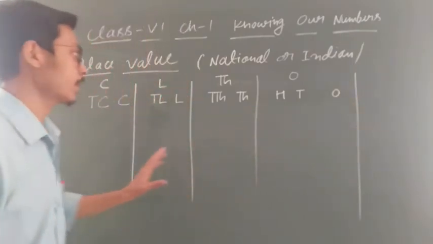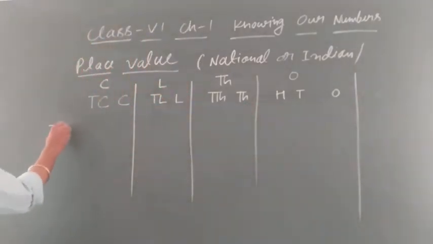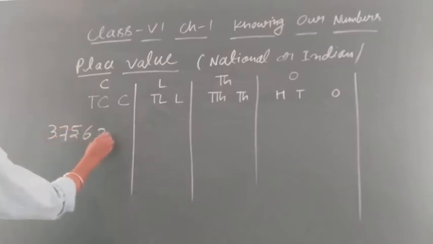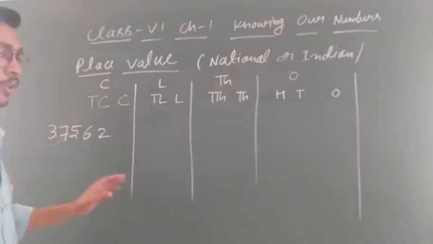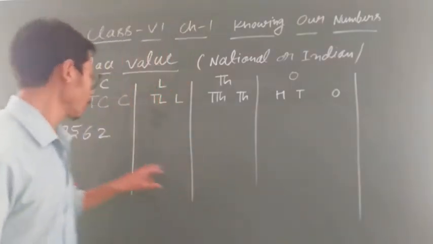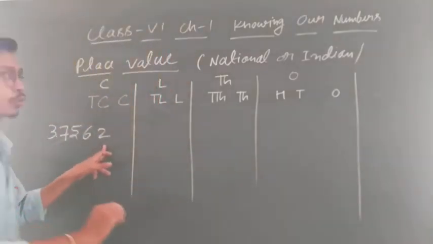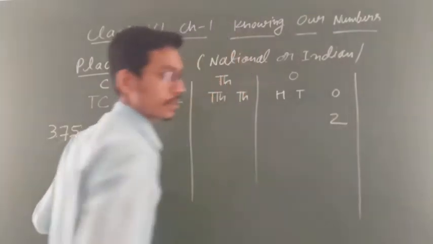अब जैसे मान लो it is given 3, 7, 5, 6, 2. This is a given number you have to put on the place value chart. ठीक है ना? तो first is what? First is ones. So 2 you will write down in ones. ठीक है ना?